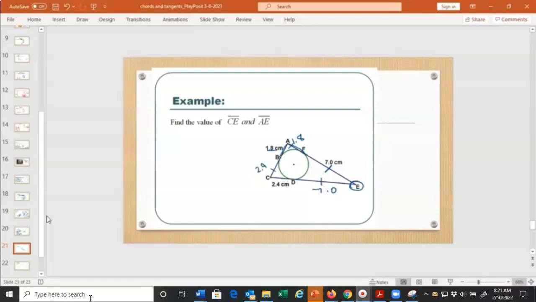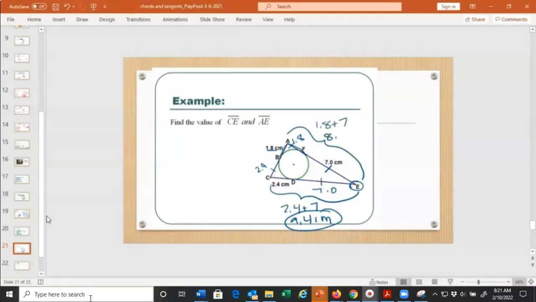Now that we have everything labeled, let's find what they want. So CE is this one. So that's just 7 plus 2.4. That's 9.4. And then let's see, AE is the other side. 1.8 plus 7. So that's 8.8.